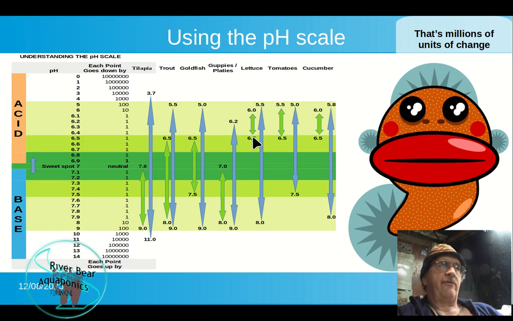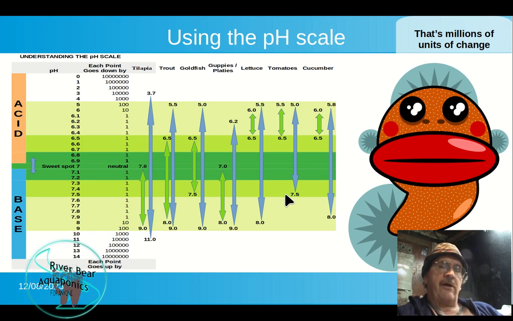Now we get into some plants. Lettuce, which is basically the tilapia of the plant world, it's happiest between 6 and 6.5 is where it'll grow best, but you can go anywhere from 5.5 to 8, and it'll do pretty good in there. Tomatoes can grow anywhere from 5 to 7.5, but it's happiest in acid conditions, 5.5 to 6.5. That's where it's going to grow the best. Cucumbers, 6 to 6.5, and a maximum pH range of 5.8 to 8.